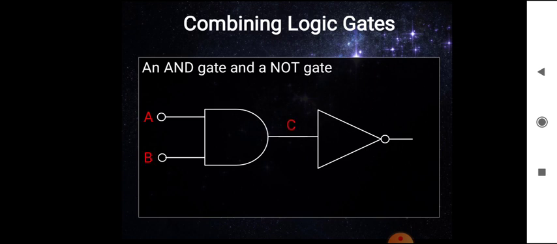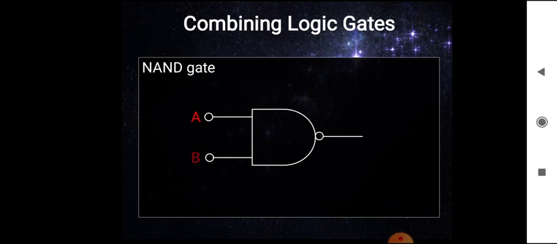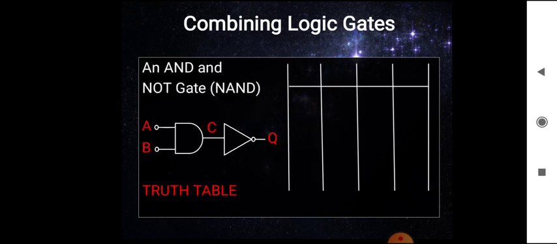Okay, so see in the diagram, one AND gate and one NOT gate. When we combine these 2 logic gates, the output of the AND gate is connected to the input of the NOT gate. So this is the combining of logic gates. AND gate and NOT gate give us the NAND gate. Here this is the NAND gate symbol. It is the same as the AND gate, but at the end of the AND gate we get a bubble or small circle.